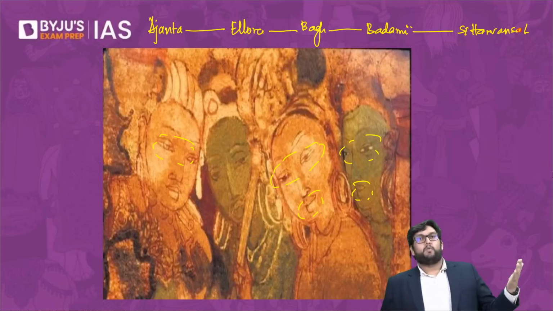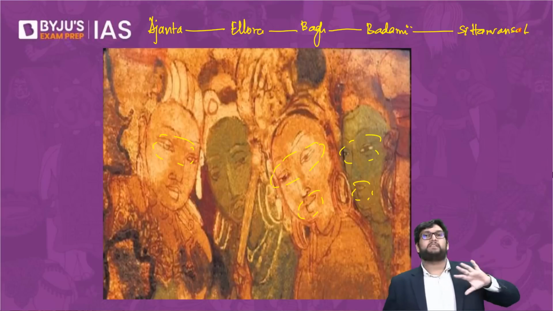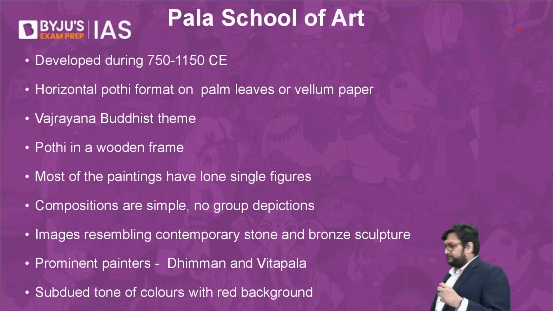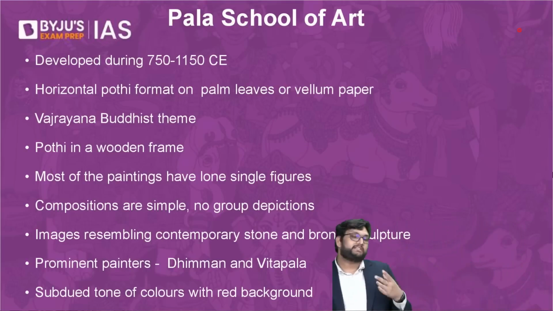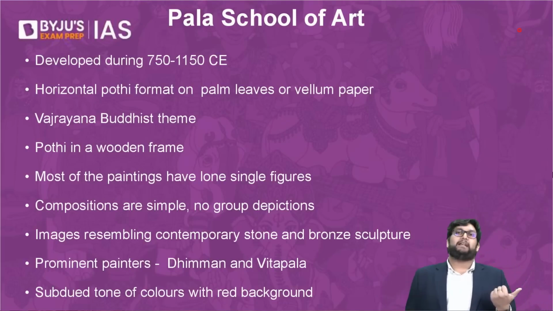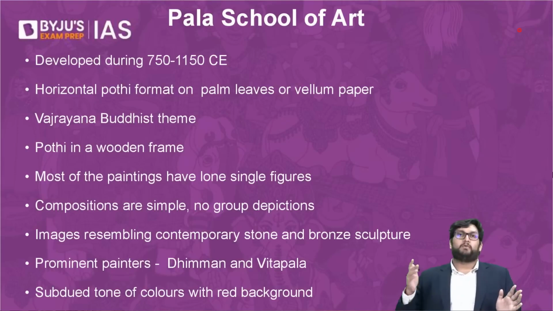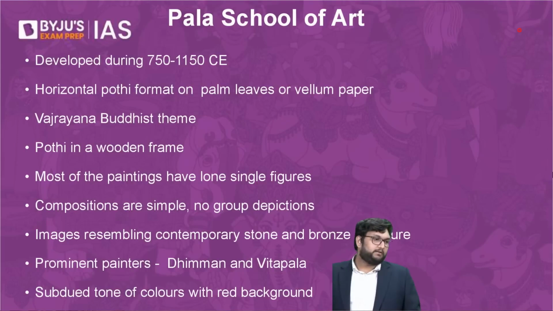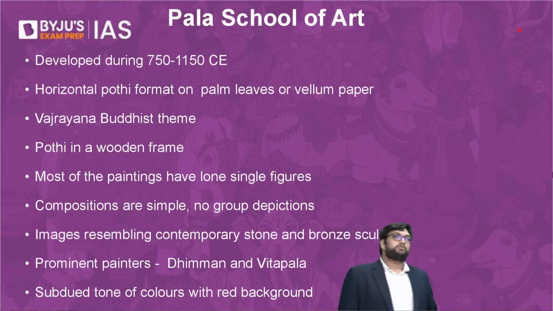Now, going away from this mural tradition, which is quite common in the viharas and the chaityas, the next way in which painting tradition was represented in ancient India, or the early medieval, is the Pala and the Apabhramsha school. Now, the Pala school would be related to which thematic again? If they are the Palas, what thematic will it be? If they are Palas, it has to be Buddhism.